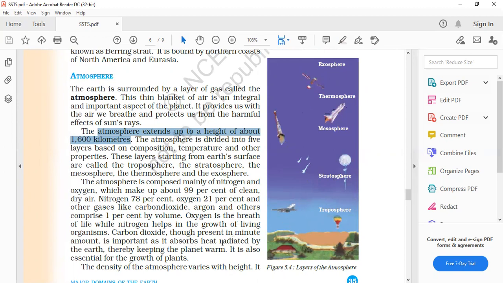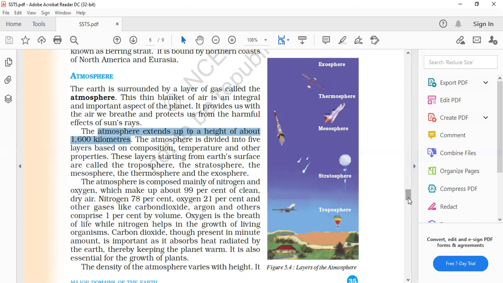The atmosphere is composed mainly of nitrogen and oxygen, which make up about 99% of the clean dry air. So the percentage of the gases is also very important for your MCQs, for filling the blanks, for everything. Oxygen is life, while nitrogen helps in the growth of living organisms. So oxygen and nitrogen both are very important. Carbon dioxide is present in minute amounts, but it is important as it absorbs heat radiated by the earth, thereby keeping the planet warm. It is also essential for the growth of plants.